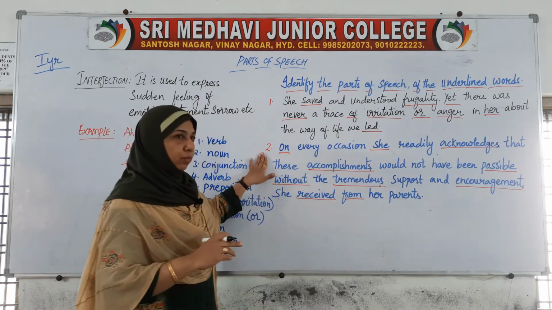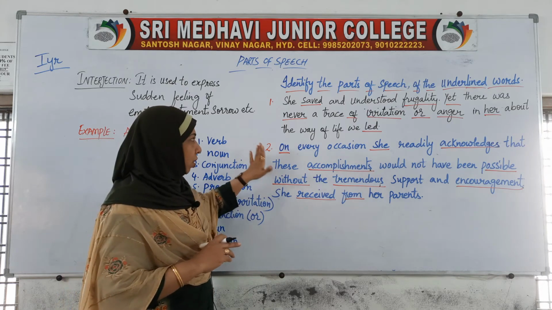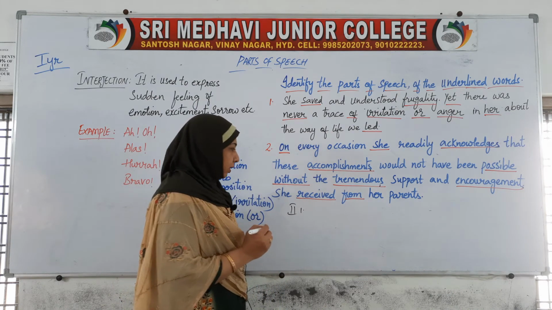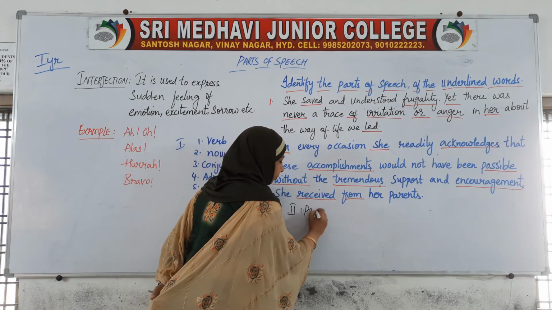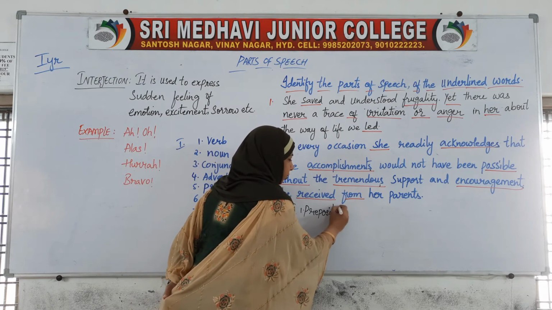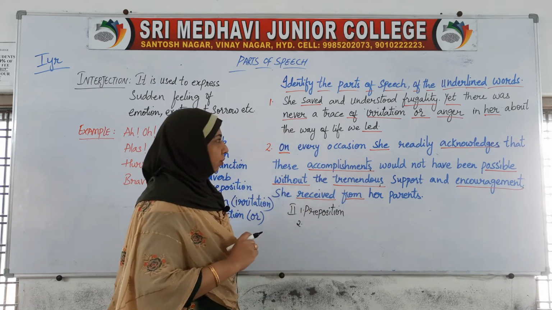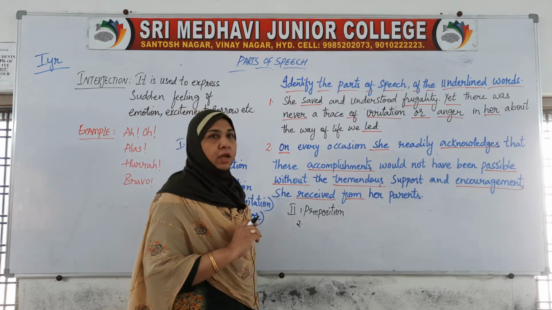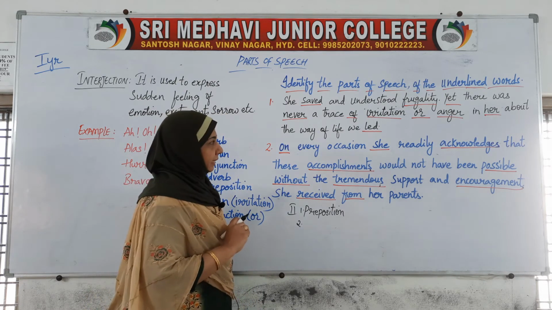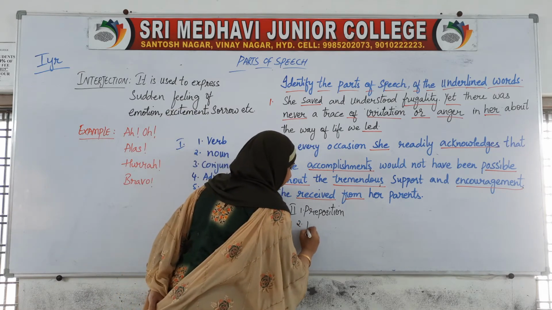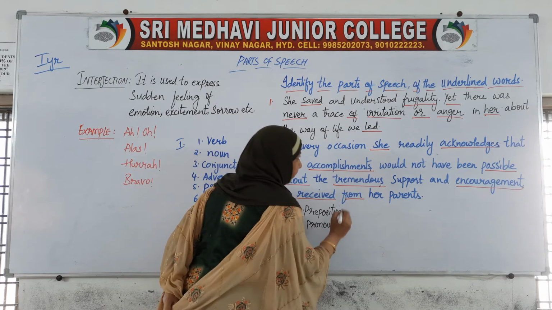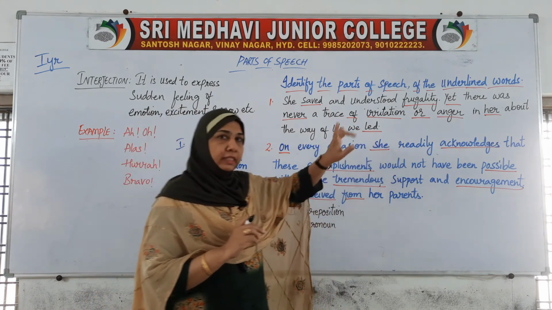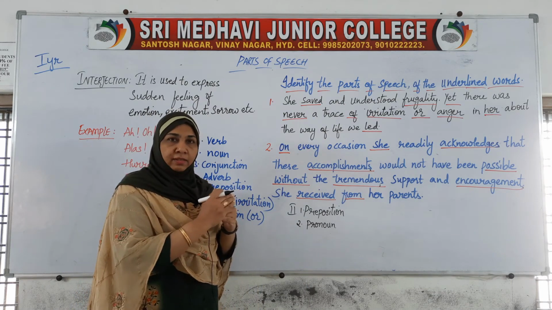Now next, in the second one we have to find out the different parts of speech. Here for the second we will write down. Number one is "on". On is once again what? It is a preposition. Now next is: On every occasion she readily acknowledges that these accomplishments would not have been possible. Here, "she", you know very well it is a pronoun. Readily acknowledges. We are using acknowledges because we are talking about the third person singular. Acknowledges here refers to a verb.